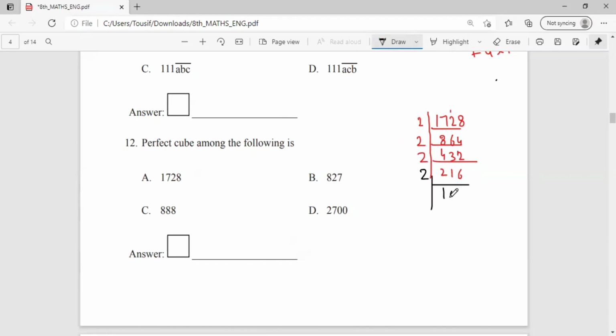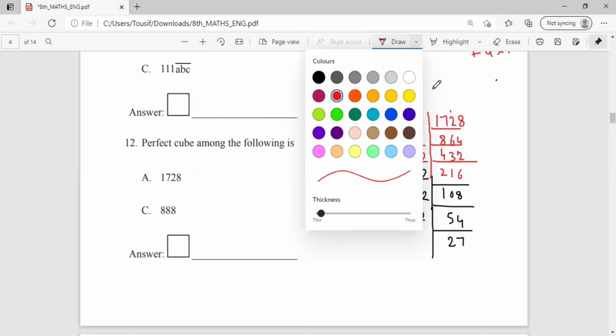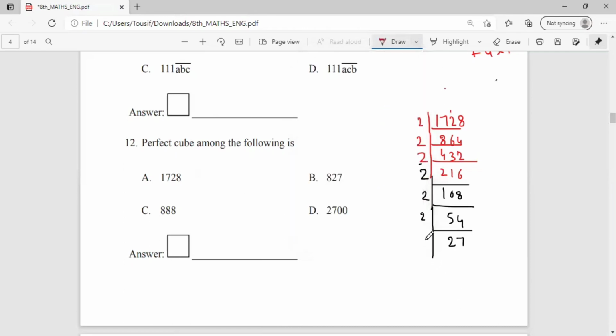2 5s are 10, 2 4s are 8. Once again by 2. 2 27s are 54. Now 27 does not go in the 2 table. It is not divisible. So we'll change the factor.